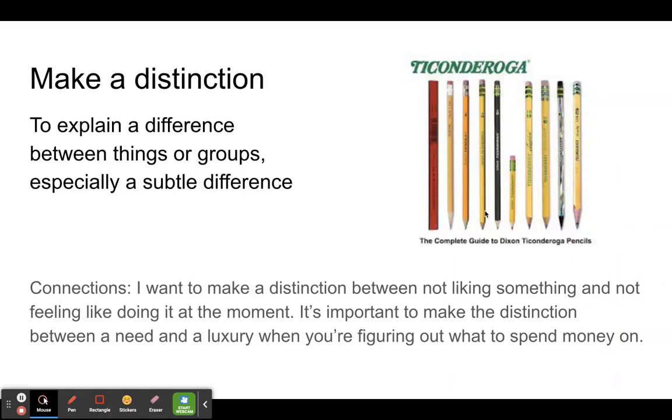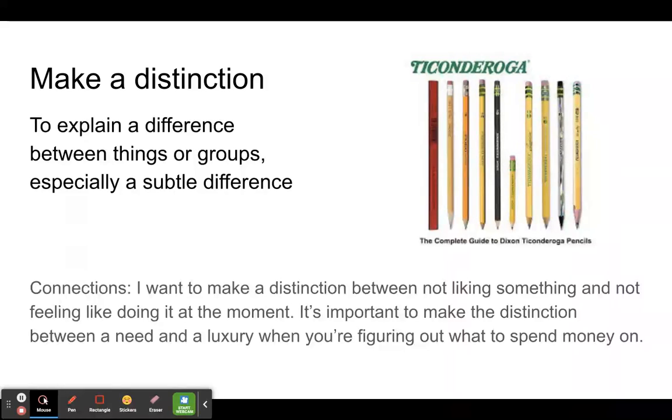If you see in the picture, we've got a bunch of pencils. They're all regular pencils, but you can see that we can make a distinction between the different uses and the different kinds of pencils and their pros and cons. Connections: I want to make a distinction between not liking something and not feeling like doing it at the moment. Maybe you've had that conversation with your parents where, "Yeah, I like practicing piano, but that doesn't mean I feel like doing it right now when I'm busy with something else."